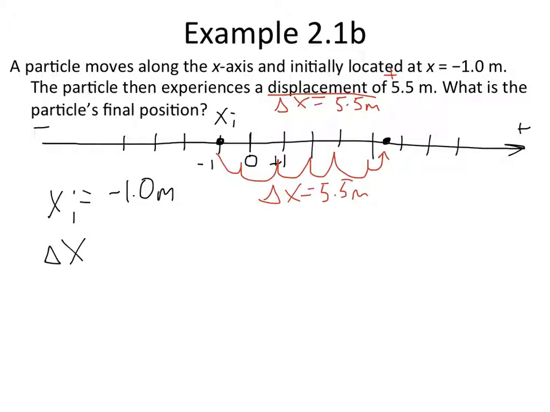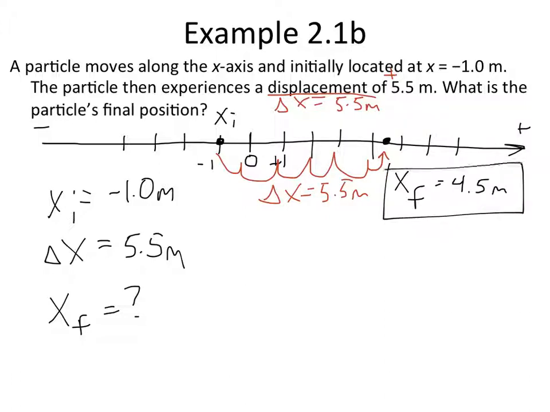Delta x equals 5.5 meters. So, what is our final position? What it's asking us is, what is x final? Well, we can see on our coordinate system right here, that's pretty easy to figure out. It goes 1, 2, 3, 4, 5.5. So that means the final position, x final, is going to be 1, 2, 3, 4.5 meters in the positive direction. All right, equals 4.5 meters.